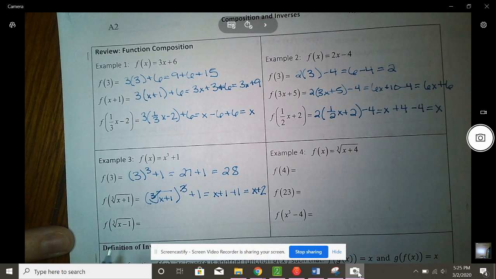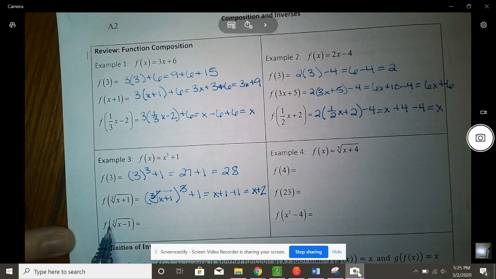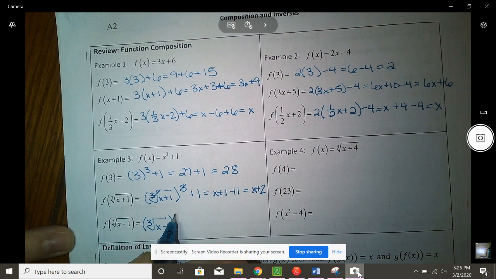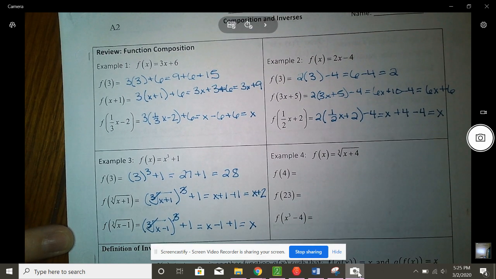Same thing here. Don't get freaked out by a cube root function. When you input a cube root and then cube it, that's our input value being cubed. The cube root and the cube are inverses, so they cancel each other out. So we'll just have x minus 1 plus 1. And then we can combine like terms, and the minus 1 and plus 1 cancel each other out for an output of just x.